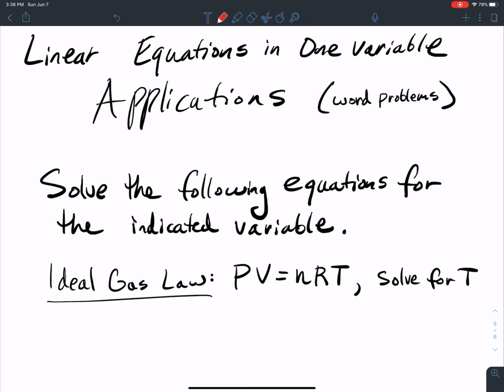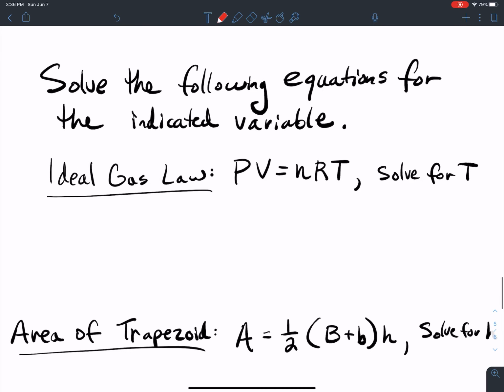So in this video, we're going to solve linear equations in one variable. We've got applications. Basically, we're going to solve for the indicated variable for the given equations. Okay, so the first one is the ideal gas law, PV equals nRT, and I want to solve for T.